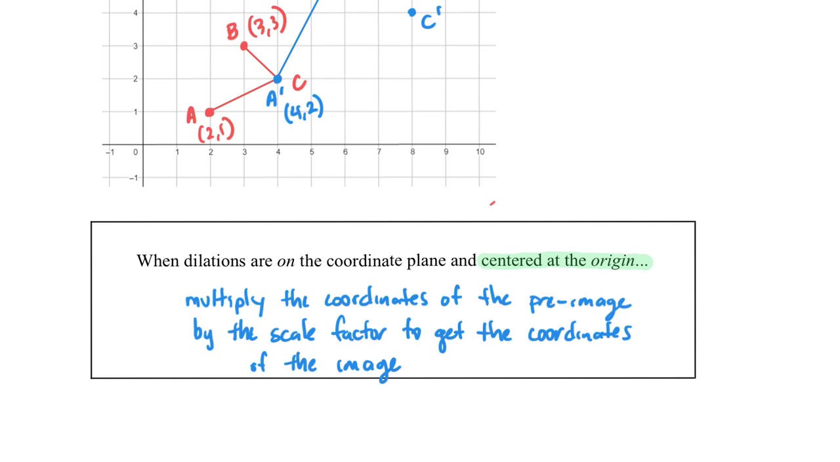When we're dilating on the coordinate plane and we're centered at the origin, it's as simple as multiplying the coordinates. That's it.